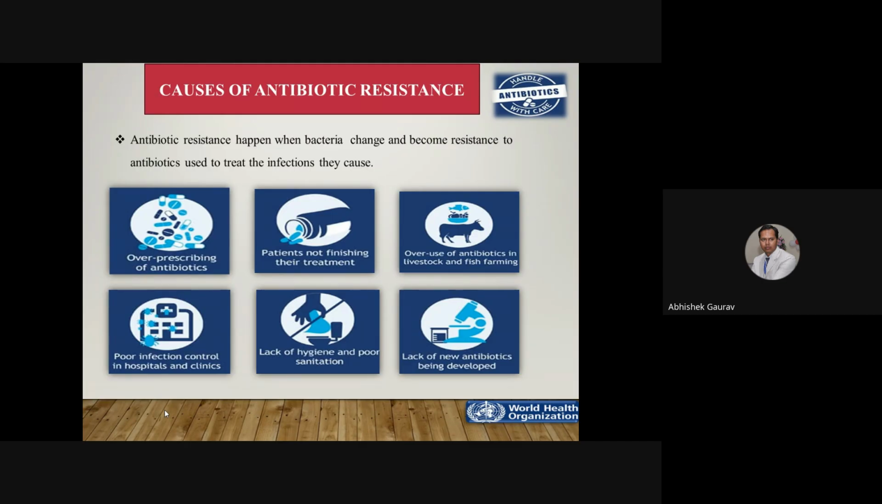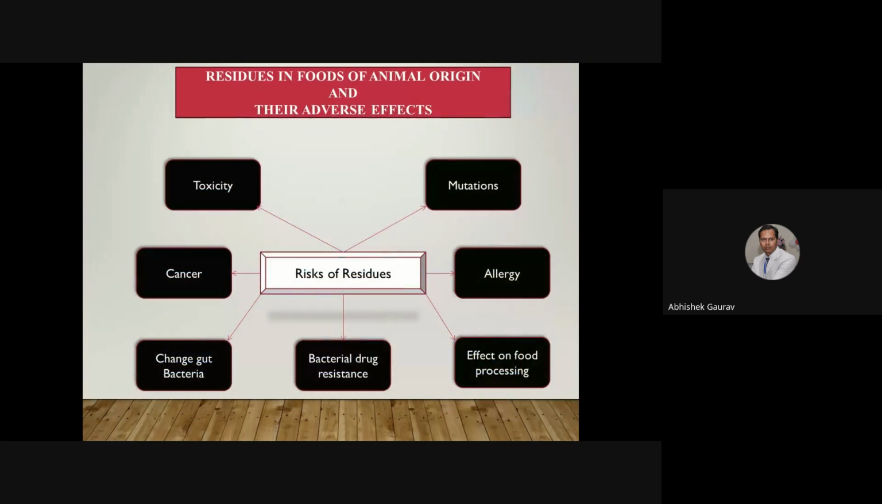They are not following the withdrawal period, and the drugs are not being developed at a very fast pace. Also, drug discovery is not taking place very effectively. So very few drugs are being developed nowadays, but the resistance is developing at a very fast pace. Then lack of hygiene and poor sanitation, poor infection control in hospitals. These are some of the reasons for antibiotic resistance. Now, residues. This is important from the food safety point of view.